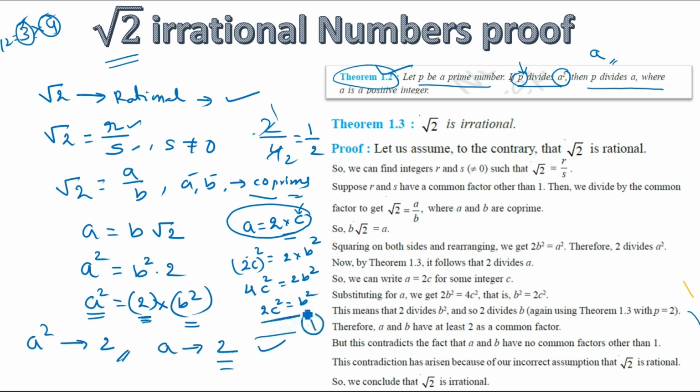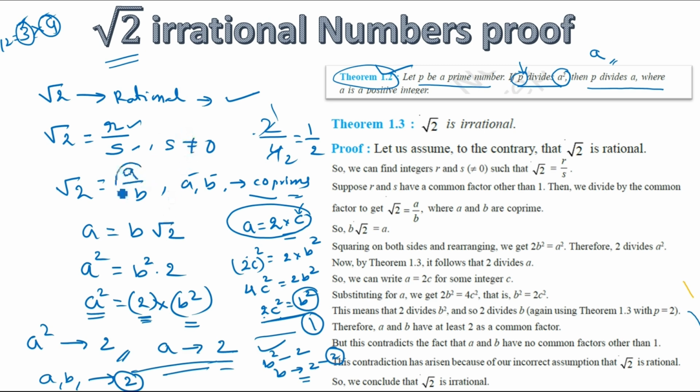Now, if we see this clearly, B square is divisible by 2, because B square we have written as 2 into something, right? That means B square is divisible by 2. If B square is divisible by 2, B is also divisible by 2, right? That's what the theorem says. So from these two statements, A comma B have the common factor of 2, okay?